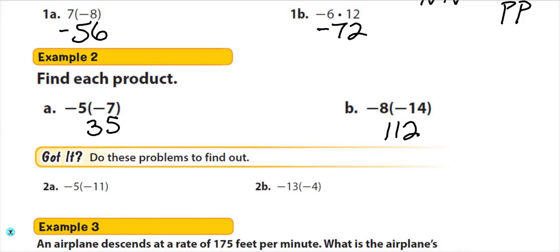All right, go ahead and pause it, and let's try got it 2a and 2b by ourselves, and come back to me just as soon as you're ready. And let's take a look.